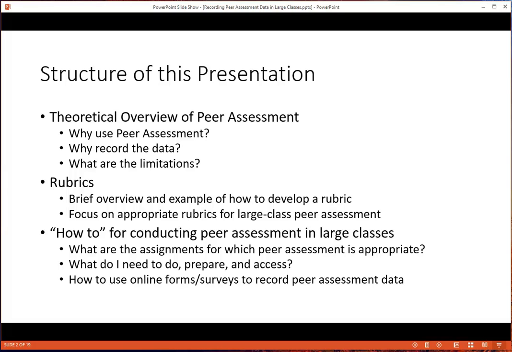For conducting the peer assessment in large classes, I'm going to give you a specific strategy using online survey tools. I'm going to use Qualtrics, but other online survey tools will possibly work, including things like Microsoft Forms, JotForms, SurveyMonkey, some things like that.